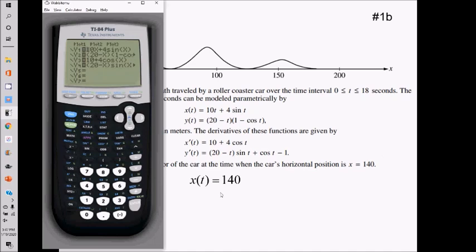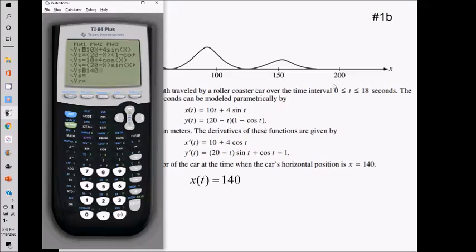To do this, I need to pay a visit to my y equals. For one thing, I don't want to graph all of these functions. I just want to graph x of t. So this first one I'm going to keep selected, but these other three I'm going to deselect so that I don't have to look at their graphs. And I also need to graph 140 because I'm going to see where this intersects with the graph of x of t. I also need to select a window.